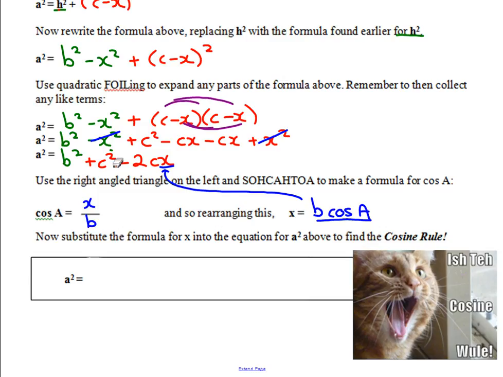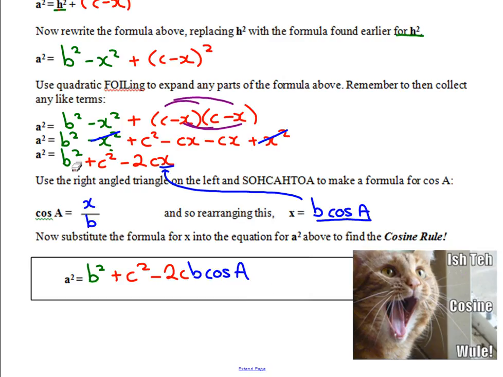So we're going to rewrite the cosine rule. This is almost the cosine rule. But instead of the x, we're going to substitute in this value here, b cos of A. Substitute it into there, and now write that out. And you'll get a squared equals b squared plus c squared minus 2c b cos A, which can also be written as, well actually, I'll just write that.